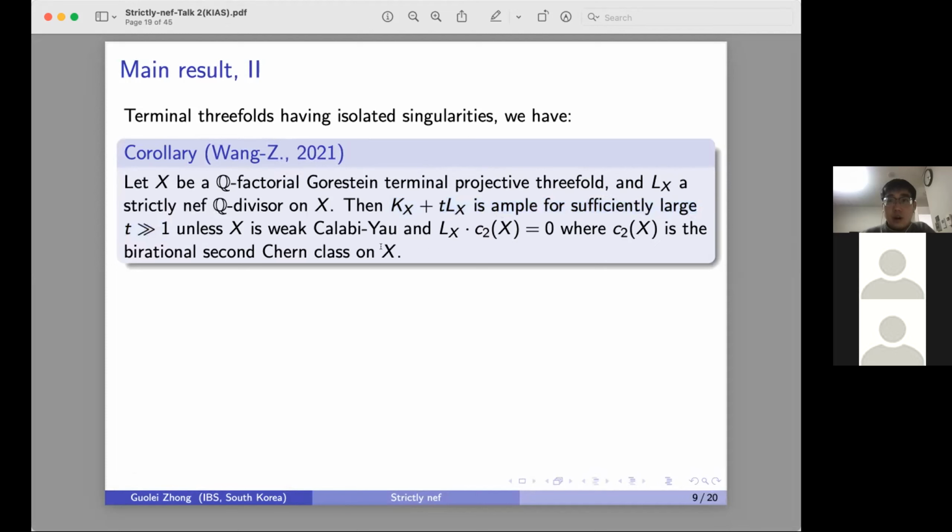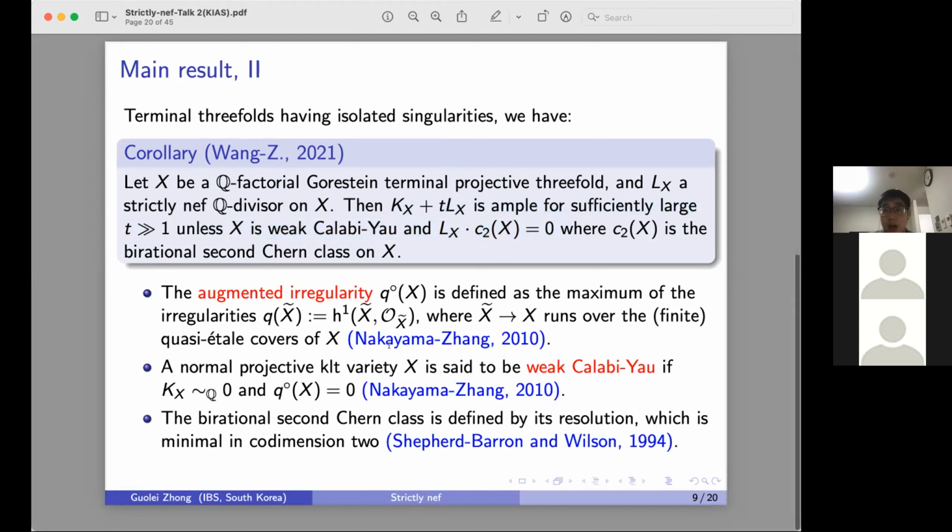Okay, so there is a distinction between kappa_X equal to 0 with numerically trivial K, because if kappa_X equals 0 but K is not numerically trivial, then this means that K_X will be numerically effective, and by some lemma we can show it is ample. So we reduce to X being weak Calabi-Yau with zero intersection of L_X with C2. Note that this C2 is a birational second Chern class.